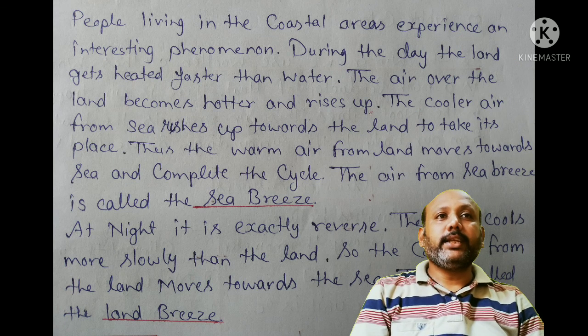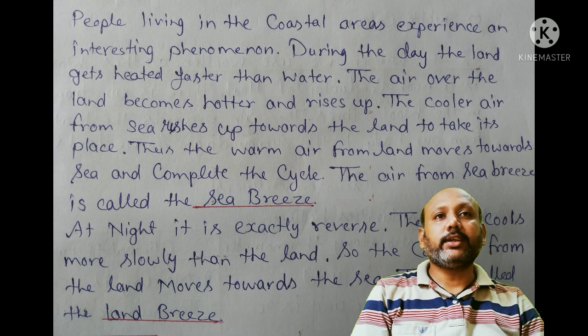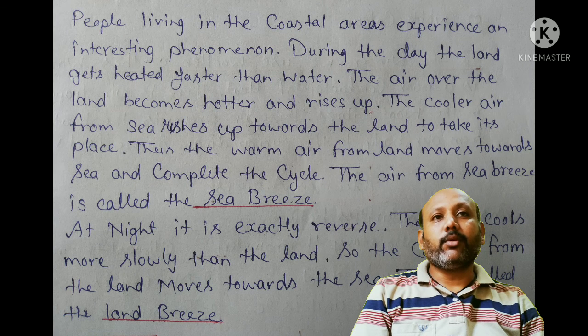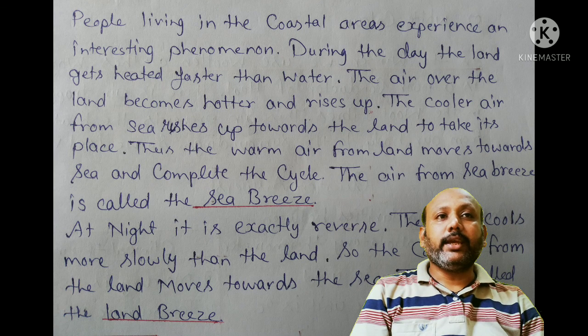People living in coastal areas experience an interesting phenomenon. During the day, the land gets heated faster than the water. The air over the land becomes hotter and rises up. The cooler air from the sea moves towards the land to take its place. Thus, the warmer air from the land moves over the sea, completing the cycle. The air from the sea is called a sea breeze.